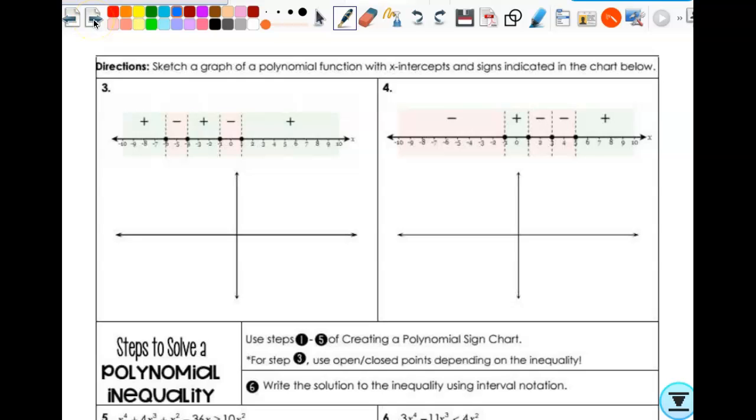Okay, so here's a sign chart, and we're going to sketch it from the sign chart. These numbers are really small. So this one, this is at -6. You can probably read it better on your paper. The board's always horrible. -4, -1, and 1.